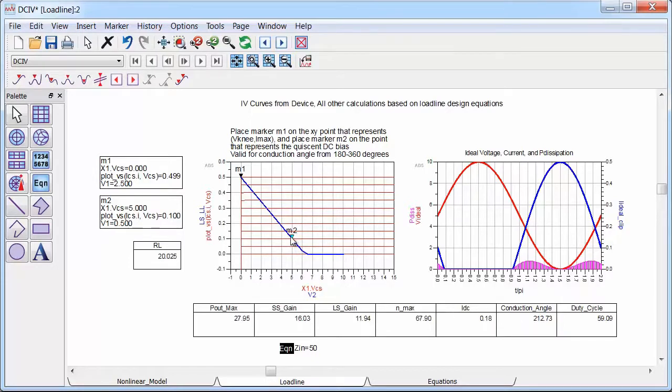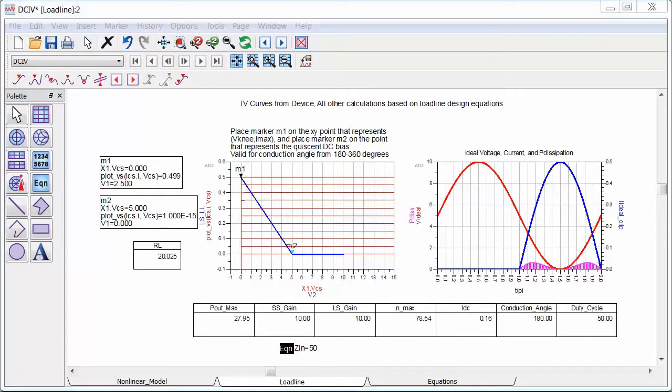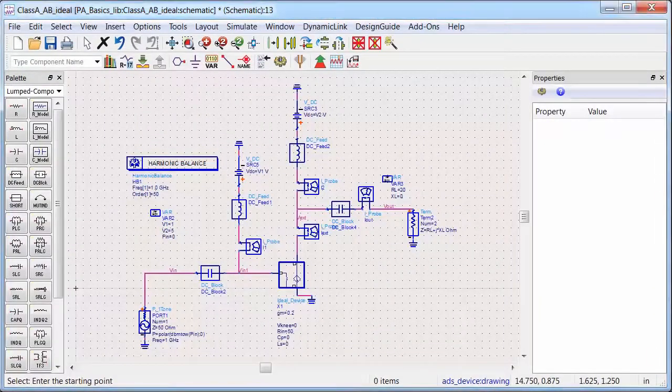Okay, so let's move that bias point all the way down to the threshold while keeping the voltage bias the same. And this is now Class B operation. Both the small signal and the large signal gain drop by 6 dB because only half of the input signal conducts. This is shown also by the conduction angle being 180 degrees. In this mode, my efficiency goes all the way up to 78.5%, which is the theoretical maximum value. Okay, so all of this so far is just based on the DC curves from the device and the PA design equations.